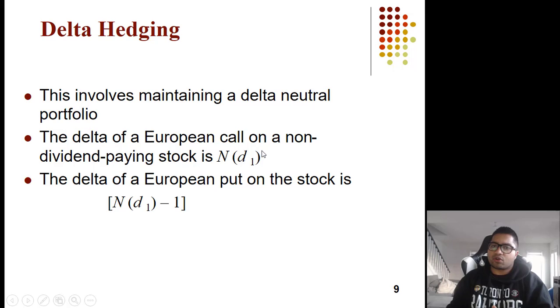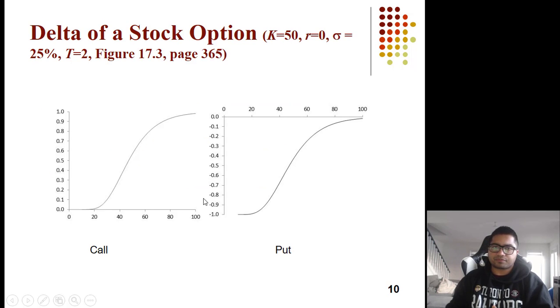The delta of European calls on non-dividend paying stock is given by N(d1). So delta is calculated as: delta of calls is N(d1) and delta of puts is N(d1) minus 1. This is how delta looks like for calls and for puts.